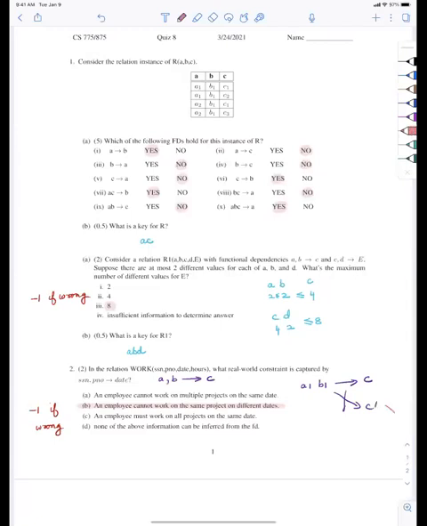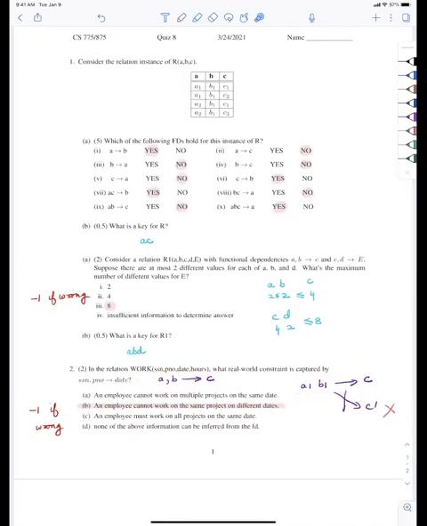So if you look at the options that were given, the only option that states this particular thing, that given A1, B1, there can only be one C, you cannot have a C dash, is B. B is the only option. So you don't really have to know what anything really means, as long as you understand the meaning of functional dependency.